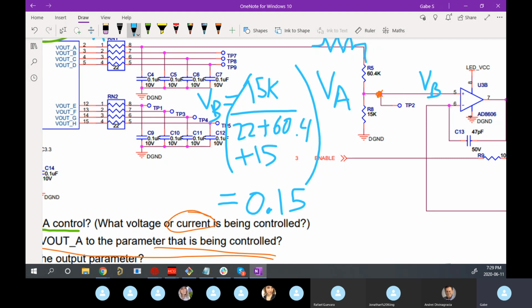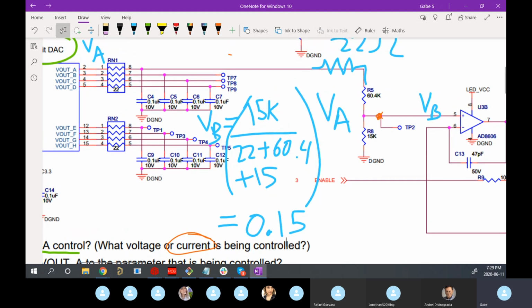Cool. Wait, is that right? 0.15. Let me just double check. You added a 22 with a 60. Oh yeah, I added. I thought of it as 22K. There you go. Thanks, John. Good catch. I didn't draw this very well, but that's exactly right. This is a K. This is a K. So you either need to do them all in Ks or all in ohms, and it would be the same thing. So what would it be if they're all the same?